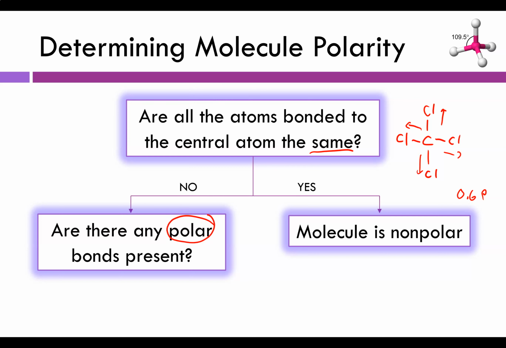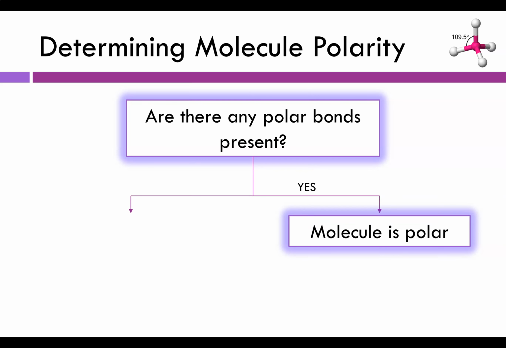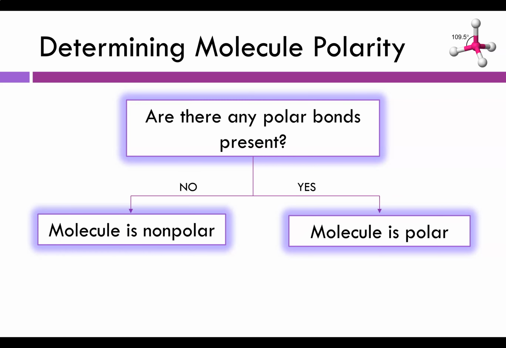So if all of the atoms bonded to the central atom are not the same, check for bond polarity. If there are polar bonds present, you're looking at a polar molecule. If all of the bonds are nonpolar, then you've got a nonpolar molecule. Again, can you find exceptions, molecules that don't really obey this flowchart that we've put together? Yes, I'm sure you can. But the overwhelming majority of the molecules, and definitely the ones we look at this level, will obey this flowchart. Let's try to apply this to some practice problems.